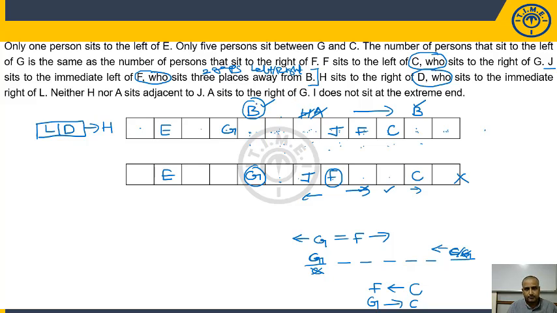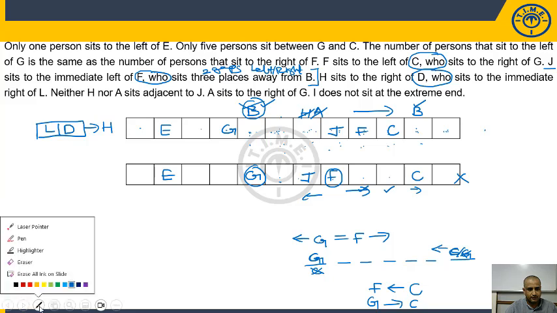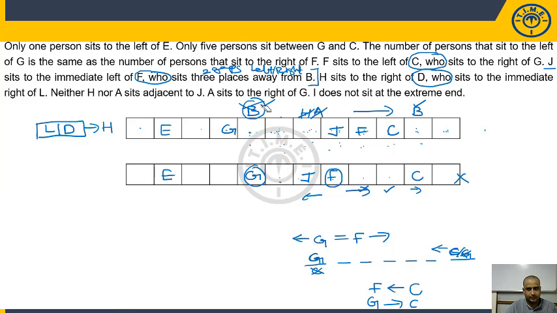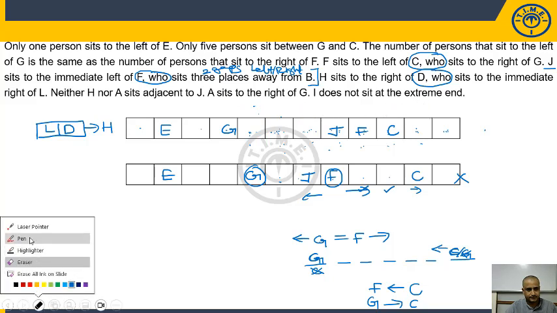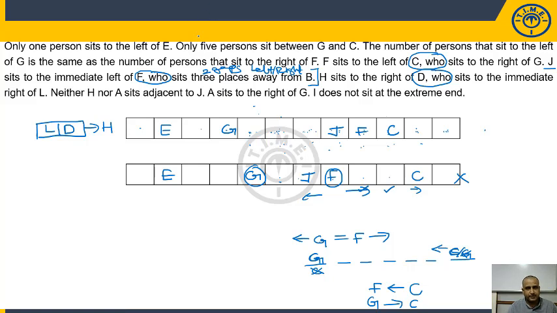I'm sorry, B is not here, right? I'm extremely sorry, just a moment. We did a small mistake. It is given F is 3 places away from B, right? So F here, 1, 2 gaps, B here. F here, 1, 2 gaps, B here. In this possibility we have taken correctly, but here we taken wrongly. So we have corrected it. So F is here, B is here.